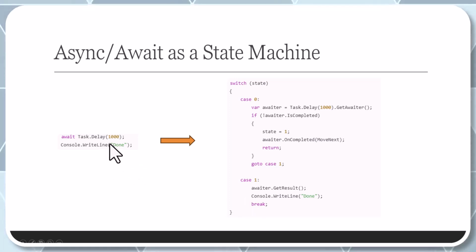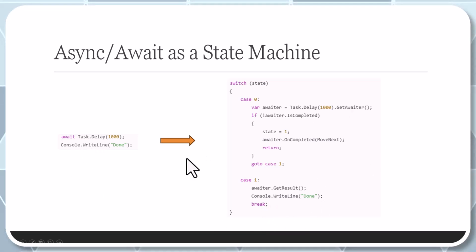We are awaiting Task.Delay and then doing Console.WriteLine. This is much more readable. But what happens internally is a switch statement is created, case 0, case 1. See here, the first line is the await, the awaiter is this line, and then it checks if it is completed. Sometimes the task gets completed immediately, right? Otherwise it assigns state 1, and the awaiter goes into an uncompleted state. When case 1 gets triggered, awaiter GetResult is called, the second line Console.WriteLine runs, and then break. So this is hidden from us.